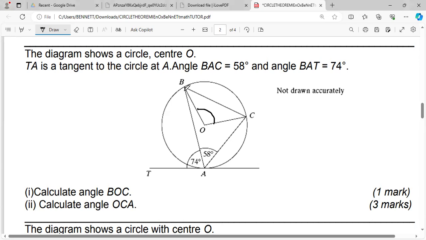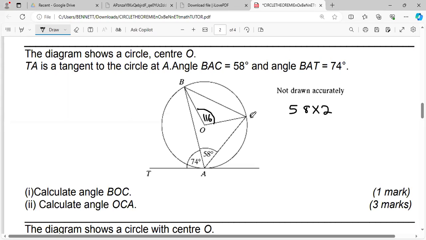Immediately, guys, it should jump out here, right? Angle at the circumference, angle at the center. This is exactly what you look for in the diagram. So all we have to do is just double this. It will be 58 times 2. So this works out to 116.